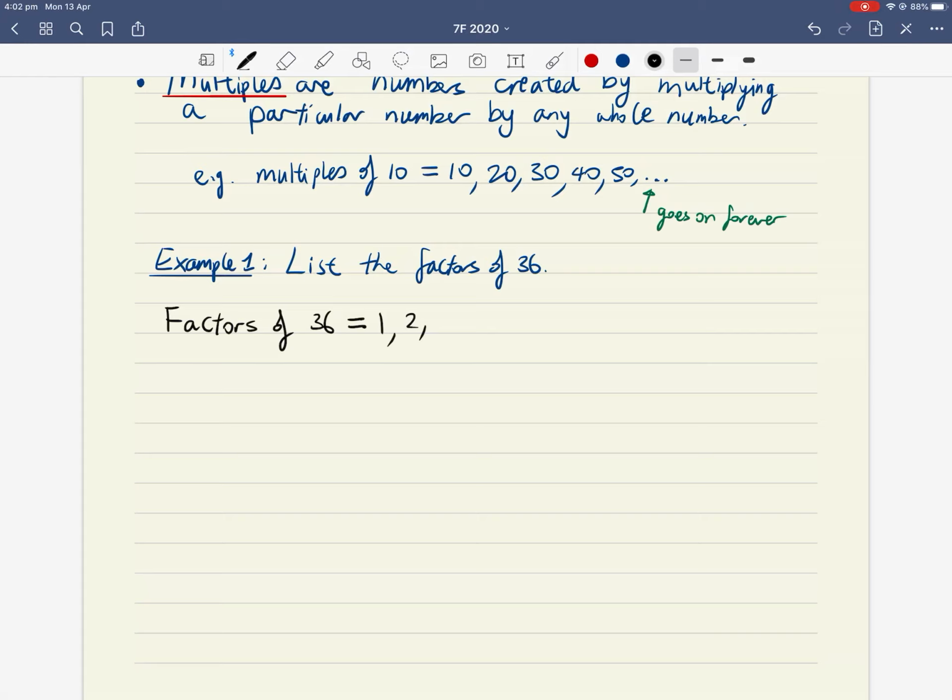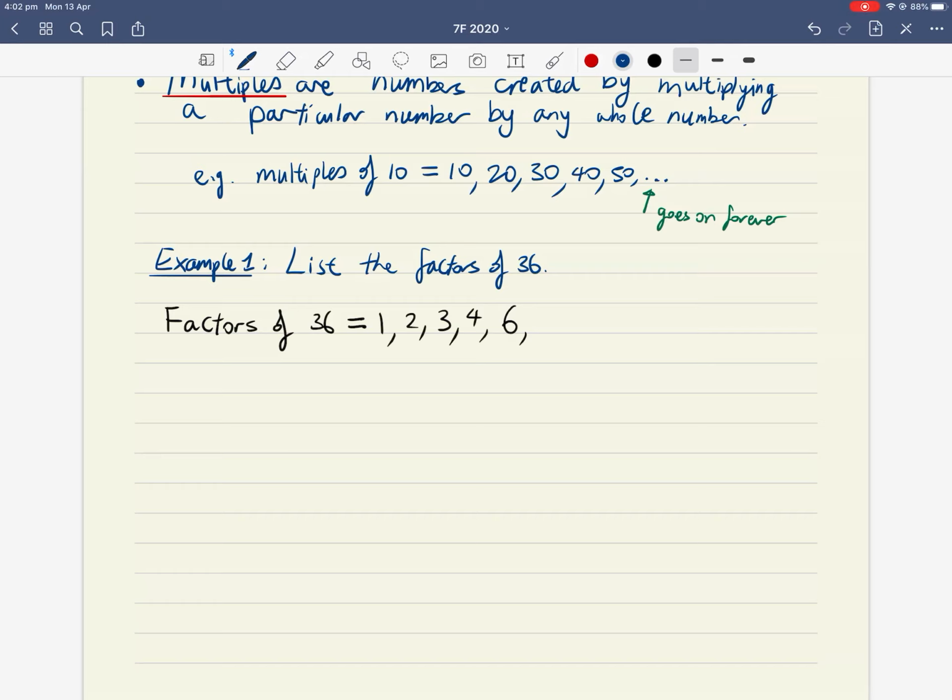Does 3 go into 36? 3 times 12 is 36, so 3 is a factor. 4 nines are 36, so 4 is a factor. 5, no, 5 does not go into 36 exactly, so 5 is not a factor. 6 times 6 is 36, so that's a factor. Now note that I only write 6 once, even though 6 times 6 is 36. You only write a number once.